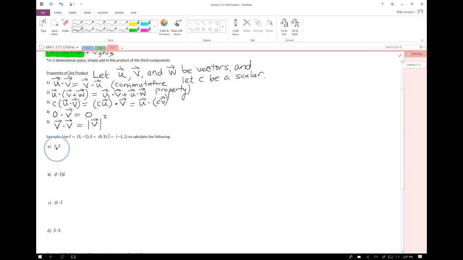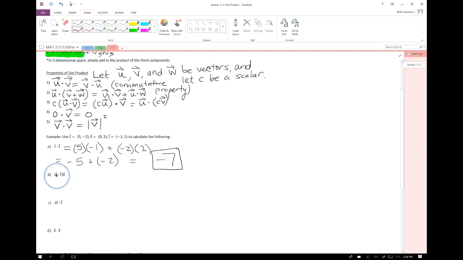First, we want to do r dotted with t. So that means we need to multiply corresponding components. So the first component of r is 5. The first component of t is -1. The second component of r is -2. The second component of t is +1. And then add these results together. So we get -5 plus -2, which means our dot product is -7. And notice that it just came out to be a scalar, not a vector.